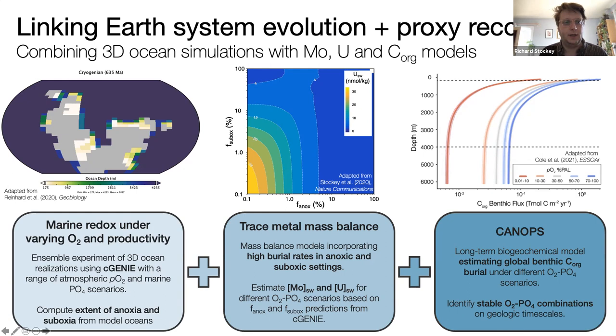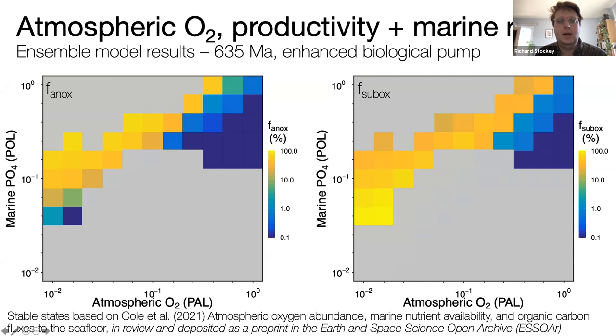So first, I'd like to highlight the cGENIE results. These are shown as heat maps with atmospheric oxygen logarithmically scaled on the x-axis from 1% to 100% of modern atmospheric levels, and marine phosphate scaled similarly on the y-axis. The key thing I'd like to draw your eye to here is that for most of these scenarios, the majority of the seafloor is covered by some combination of suboxic and anoxic water masses, and only at near modern oxygen and productivity levels do we see the majority of bottom waters being well oxygenated.